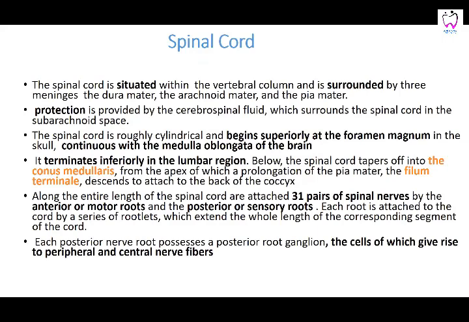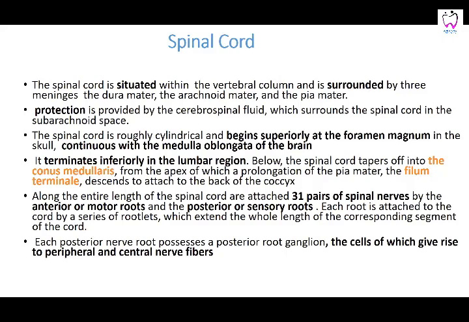Then is the spinal cord. This part of the central nervous system, the spinal cord, is situated within the vertebral column and is surrounded by three meninges: dura mater, arachnoid mater, and the pia mater. Its protection is also provided by the cerebrospinal fluid, which surrounds the spinal cord in the subarachnoid space. CSF flows through that subarachnoid space.